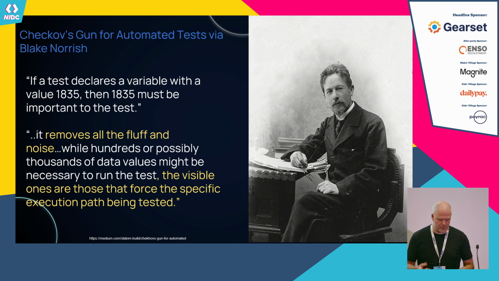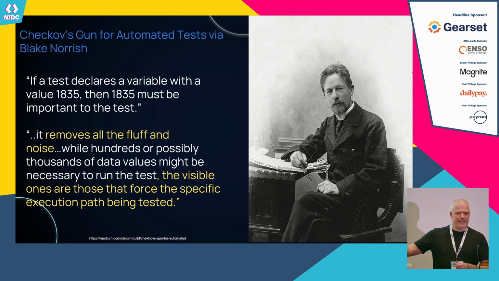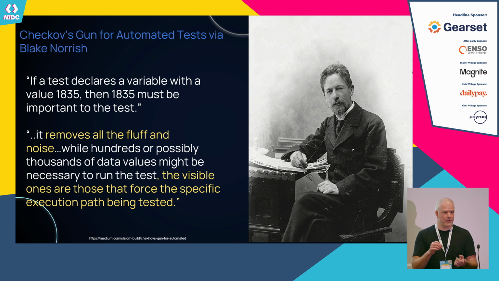But one of the most powerful or helpful pieces of writing that I've seen around this is from a guy called Blake Norris. And he talks about this literary idea of Chekhov's gun, the idea being that if you're an author writing a book, and in the first 1 or 2 chapters you have a gun hanging on the wall, you're compelled in the book for that gun to be fired later on. And he takes that idea and applies it to test automation and says that if there's information in your test, that information should be important. Strip away the stuff that isn't important. So if you have 1835, okay, that 1835 has meaning.